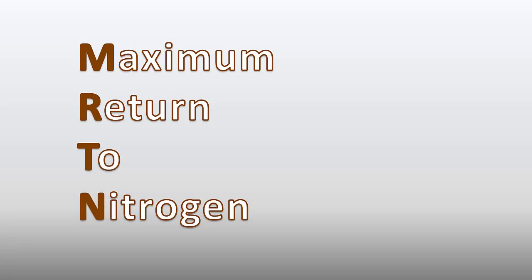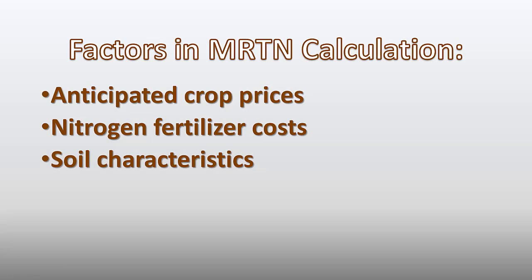MRTN stands for Maximum Return to Nitrogen. Instead of using yield as the basis for nitrogen rates, it uses several factors including anticipated crop prices, nitrogen fertilizer costs, and soil characteristics to determine a range of rates that are the most profitable for the farming system. This system is based on nitrogen fertilizer trials throughout Wisconsin.